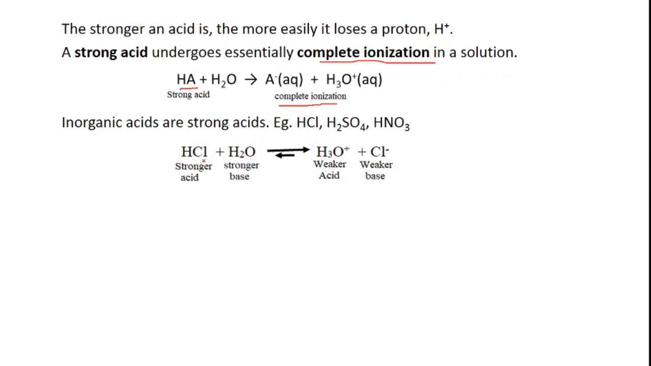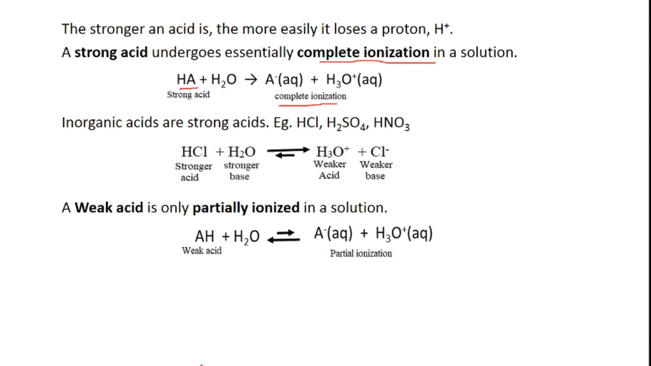For example, if we consider the reaction between HCl and water, this arrow indicates that HCl dissociates to a large extent in water. It means the rate of the forward reaction is higher than the backward reaction, as it is a reversible reaction. So HCl is a strong acid because it dissociates almost completely in water. Now if we consider a weak acid, it is only partially ionized in a solution. So the strength of an acid depends upon ionization.